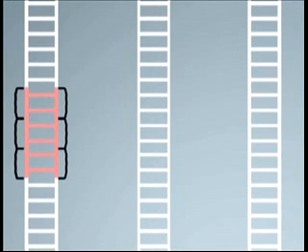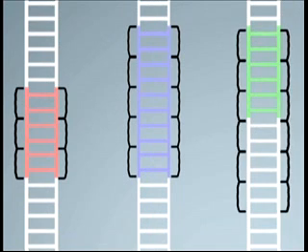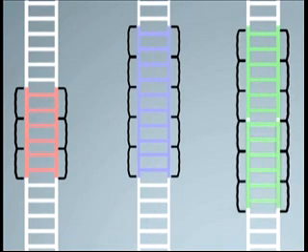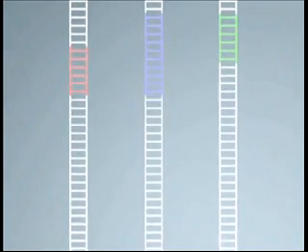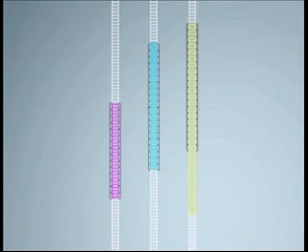STRs consist of a pattern of 2 to 4 nucleotides, typically repeated 5 to 100 times down the strand of DNA. VNTRs are similar, except that the repeated pattern is much longer, 15 to 70 base pairs. Everyone has the same STRs and VNTRs. What distinguishes individuals is the number of times each pattern is repeated.